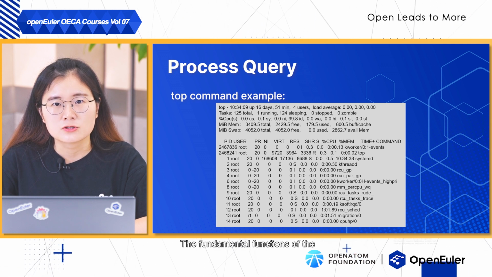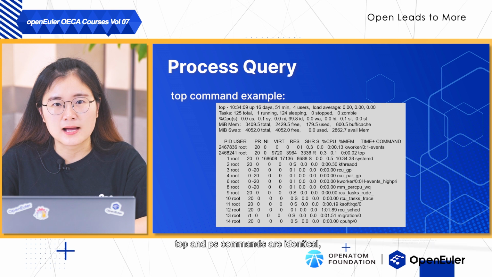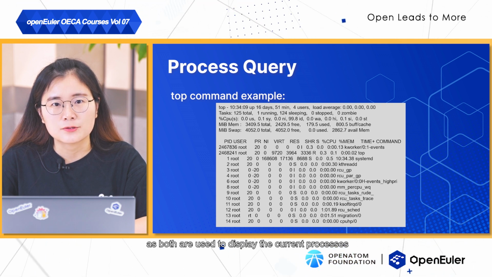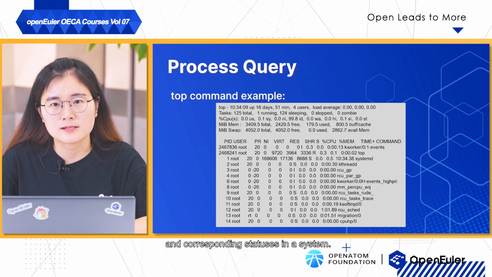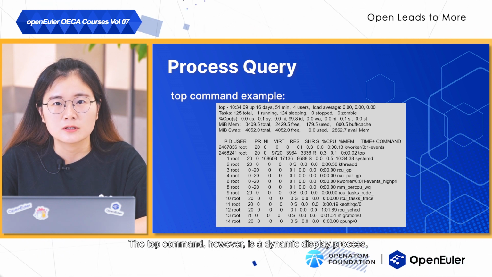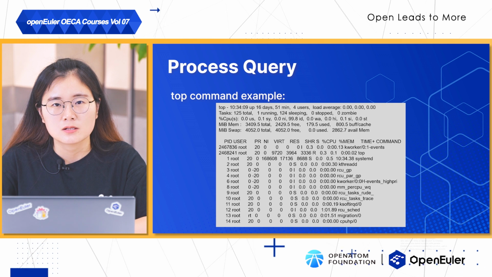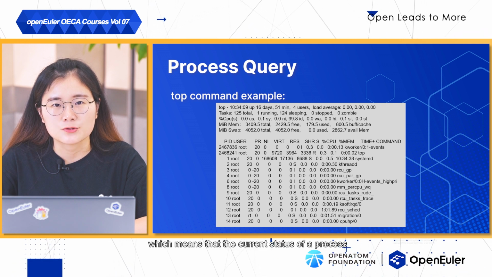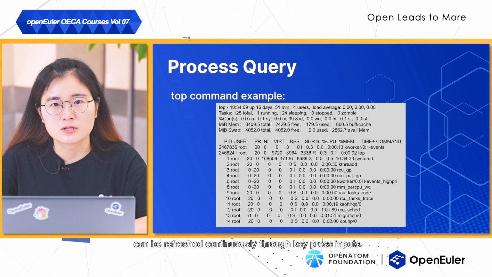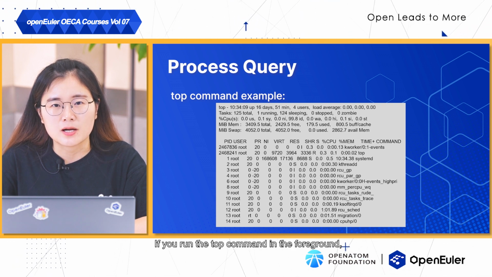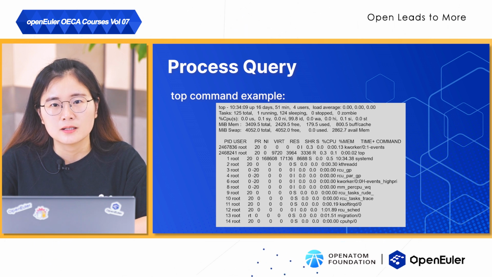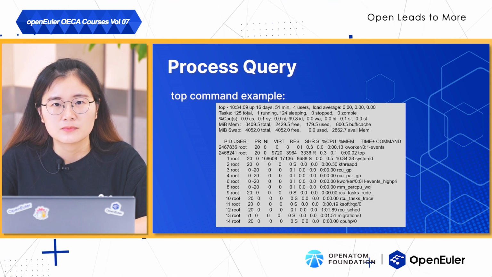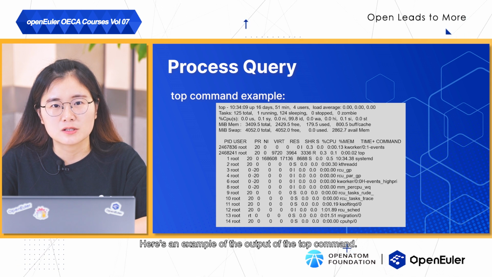The fundamental functions of the top and ps commands are identical, as both are used to display the current processes and corresponding statuses in a system. The top command, however, is a dynamic display process, which means that the current status of a process can be refreshed continuously through key press inputs. If you run the top command in the foreground, it will occupy the foreground exclusively until you terminate the program. Here's an example of the output of the top command.